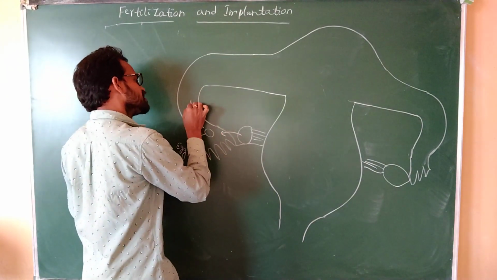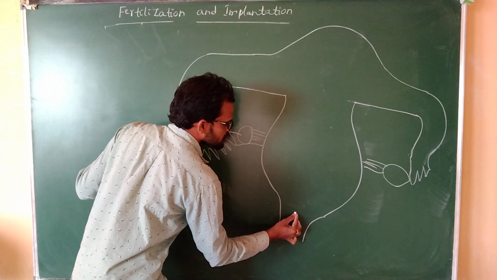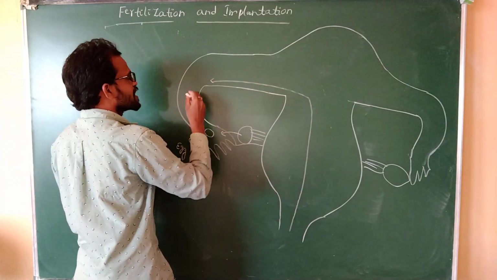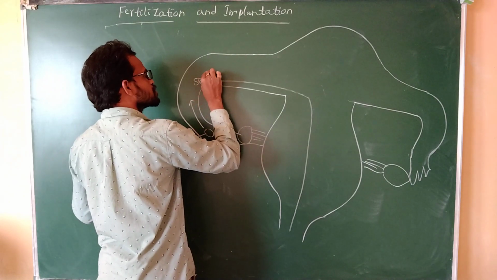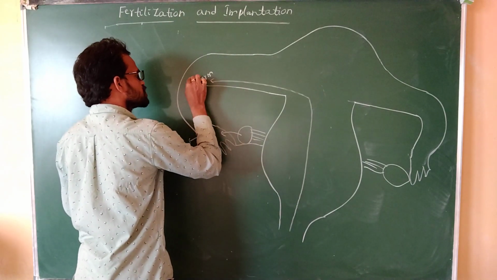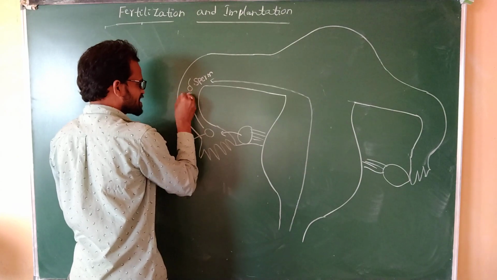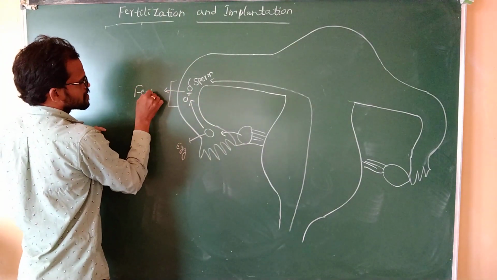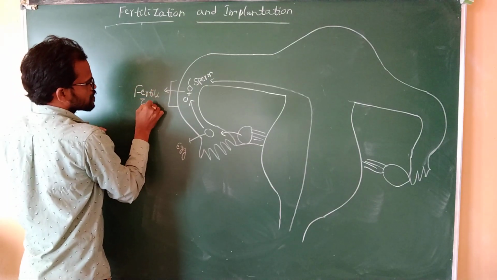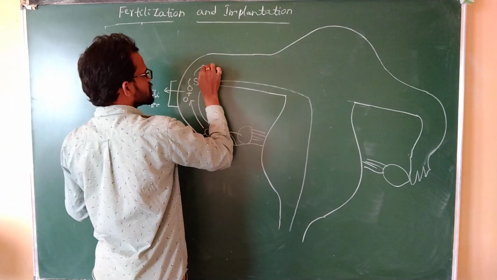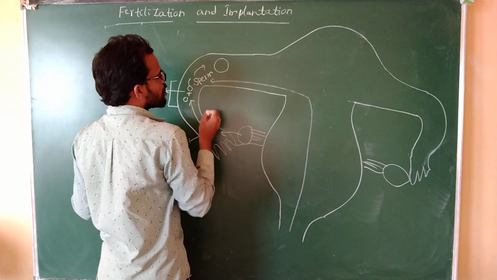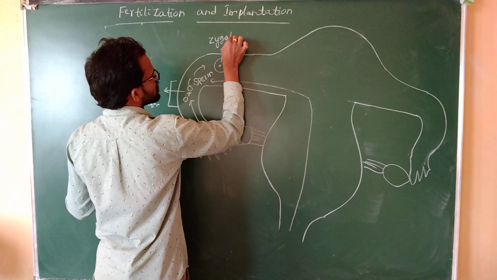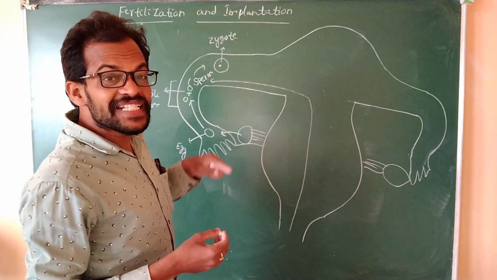This egg cell, the sperm cell reaches into the fallopian tube. Sperm cell and egg cell fuse. Fertilization takes place in the fallopian tube. After the fertilization, a cell is formed, called the zygote.